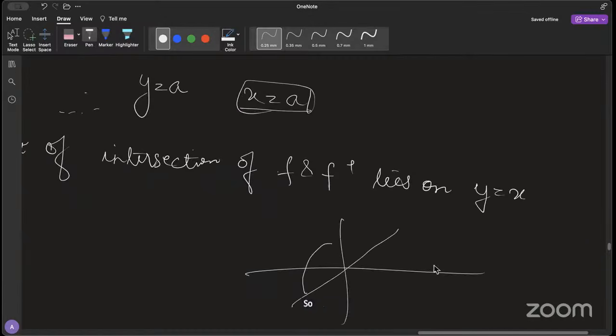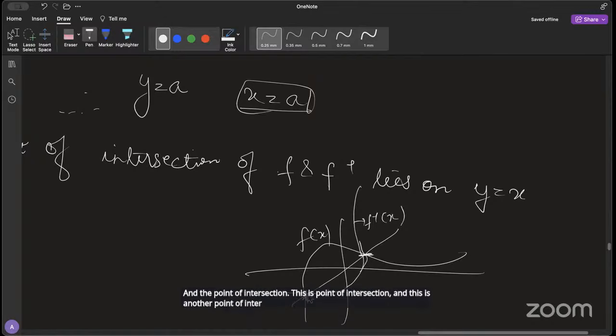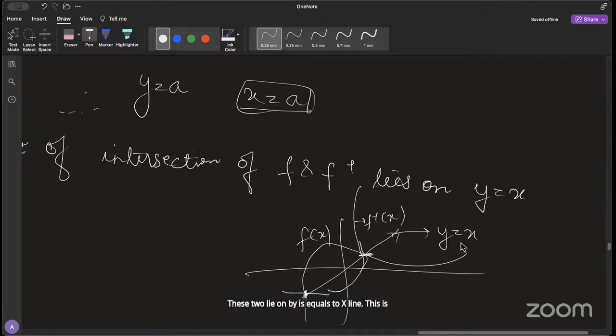So if you have f as this, then the inverse of this looks like this, right? If you have this, inverse is going to look like this. This will be f inverse of x. This is a point of intersection, and this is another point of intersection here. These two lie on the y equals x line. This is y equals x.